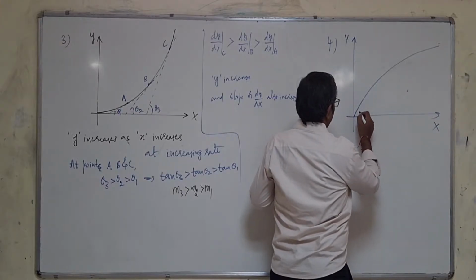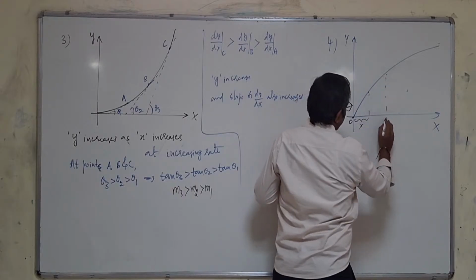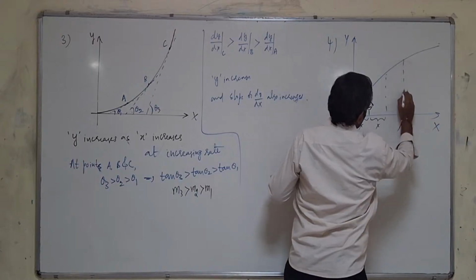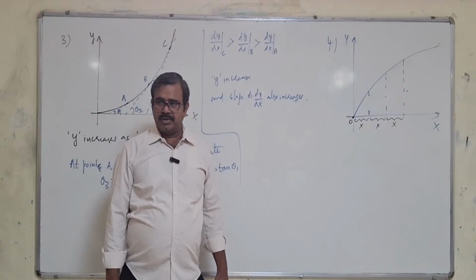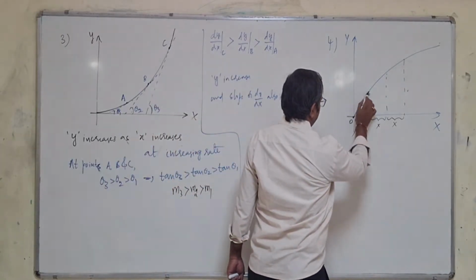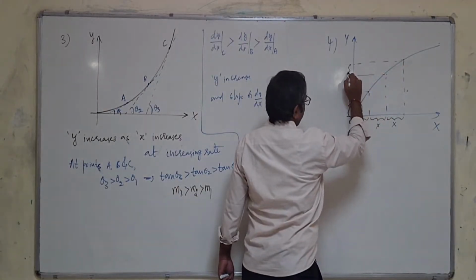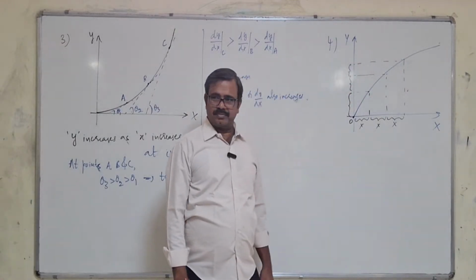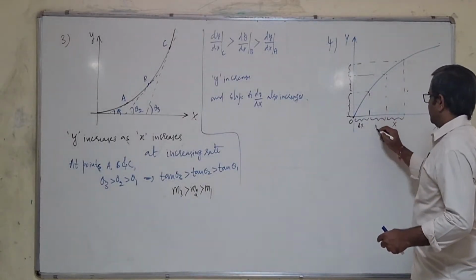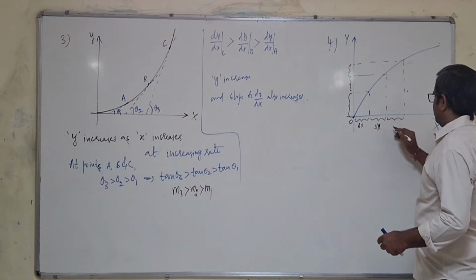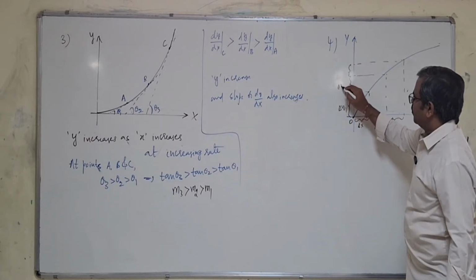Or else you can also look at it like this. Suppose you take O and A, equal intervals of x. Take equal intervals of x. It's not equal changes in y. Look at the change in y. Okay. So for equal intervals of x, look at the changes in y.